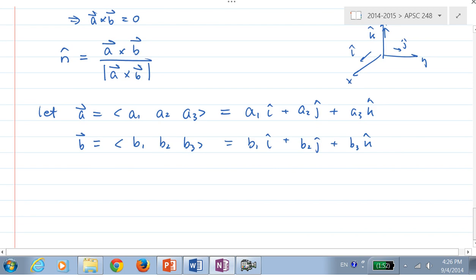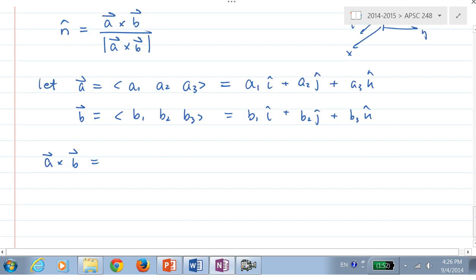Okay, so then this is the formula. If you want to prove it, actually we do have a proof, but I'll just write it down here. The cross product of A and B is this: I, J, K, A1, A2, A3, B1, B2, B3. So it's the determinant of a 3 by 3 matrix.